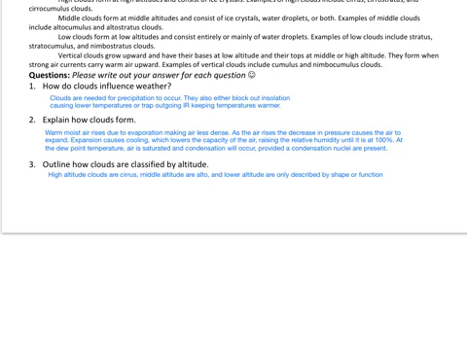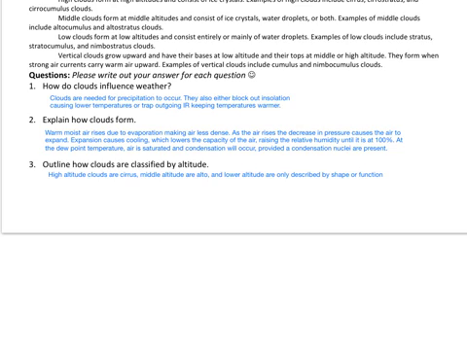Next question. Outline how clouds are classified by altitude. Now I know you read in the textbook there's high, cirrus, alto, and then just regular old low-altitude clouds, which just get the shape or function. So you have high altitude with your cirrus, cirrostratus, cirrocumulus. Come down to the middle altitude and you have altostratus, altocumulus.